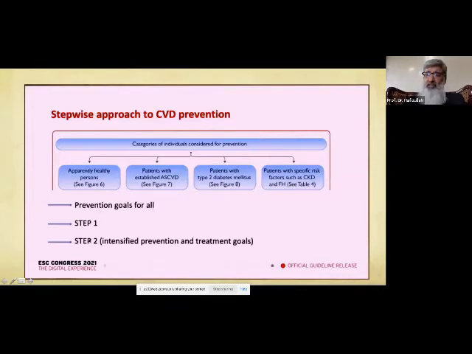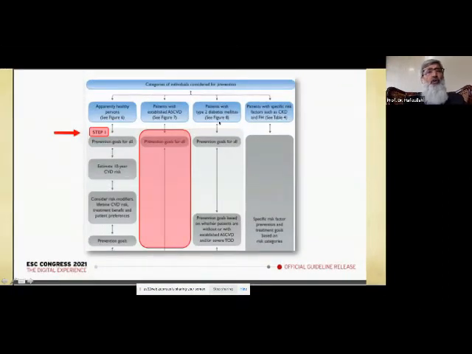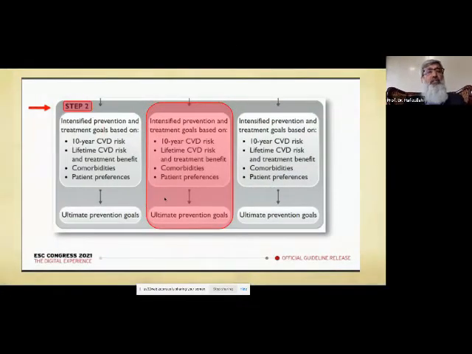There's a step 1 and there's step 2. What is step 1? Step 1 is that in all these 4 groups, you look at the prevention goals for all the 4 groups. And then after that, you look at their 10 year cardiovascular risk individually, and you look at the risk modifiers, lifetime risk, treatment benefit, and patient priorities. And you look at everything and decide for further goals. And depending on these things, which is 10 year CVD risk, lifetime CVD risk, comorbidities, then you ultimately establish what the prevention goal is.